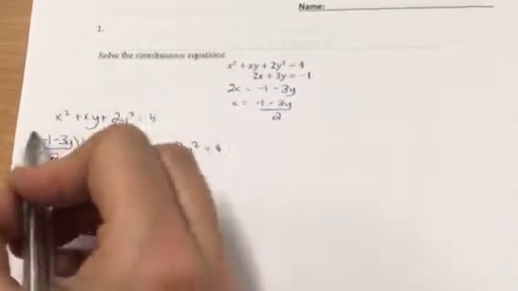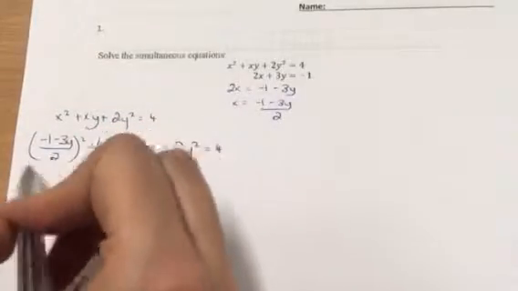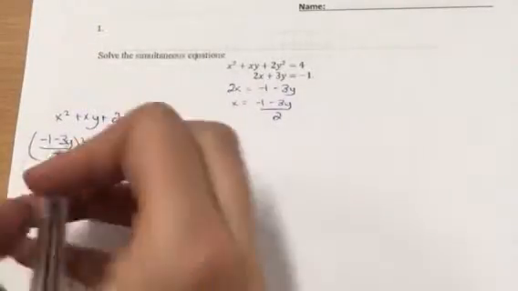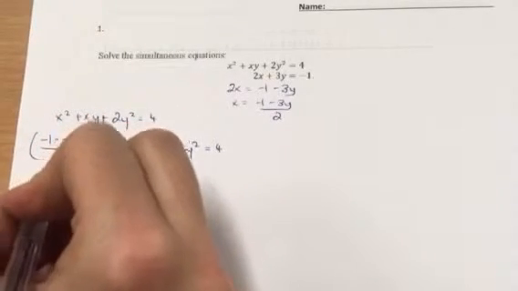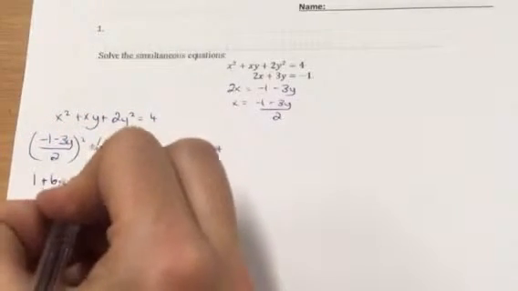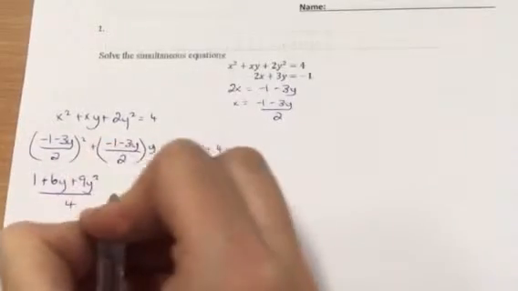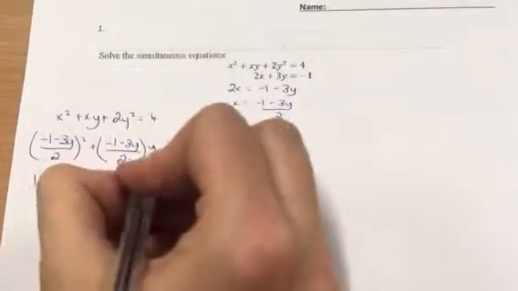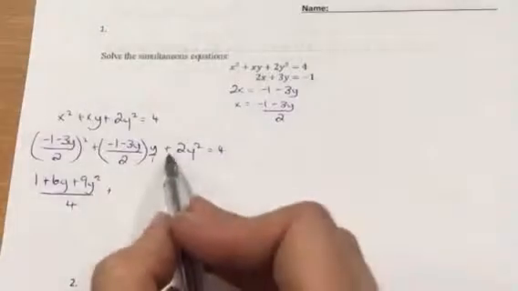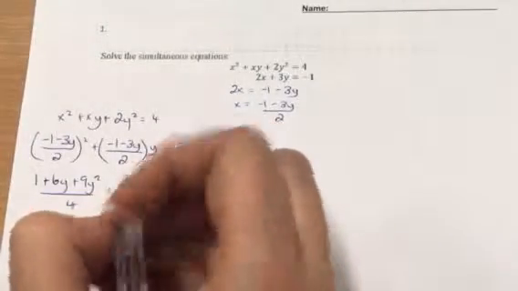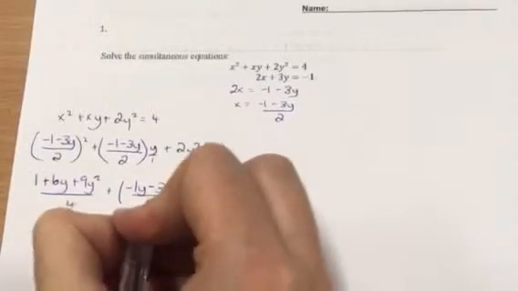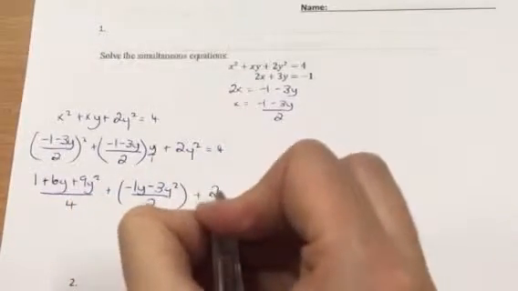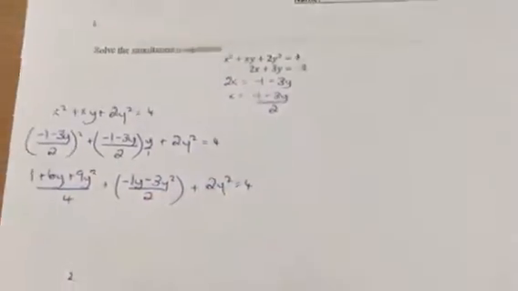You might want to take this to the side or rough work and square this out, you know, multiply it by itself. It's top by top, bottom by bottom, when you're multiplying fractions. So you'd end up at 1 plus 6y plus 9y squared all over 4. Plus, again, top by top, bottom by bottom, you can write that as y over 1. You end up with minus 1y minus 3y squared all over 2 plus 2y squared is equal to 4.